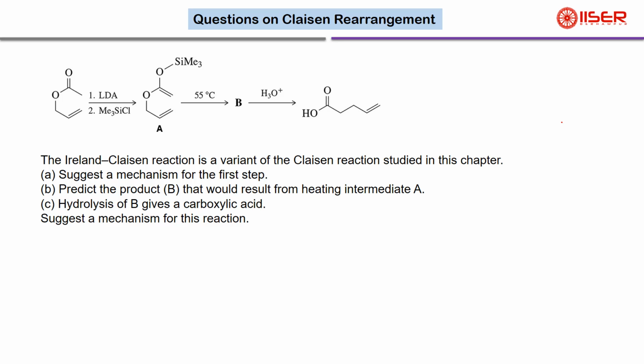They have asked, suggest the mechanism of the first step, predict the product B, and for hydrolysis of B, suggest the mechanism of forming this acid from B. This is the example of Ireland Claisen. I have already explained what Ireland Claisen is. I'll give 5 seconds, just try once.